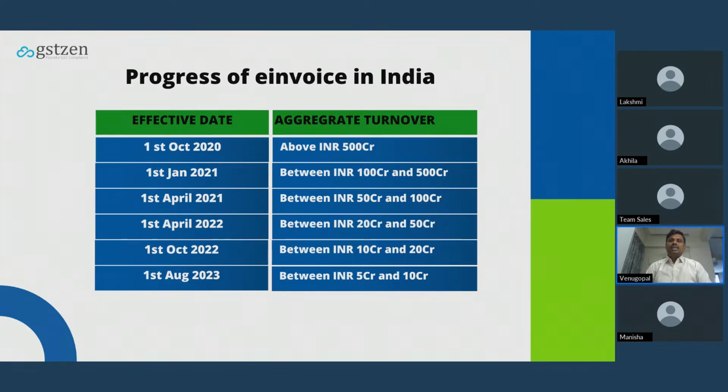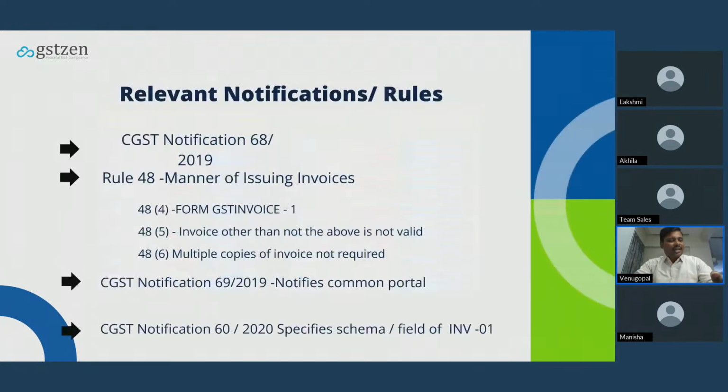Now, what does this 5 crores aggregate turnover mean? The aggregate turnover of 5 crores, or any number we are talking about, is in any of the previous financial years. If your turnover is this, you have to comply with the e-invoice norms.